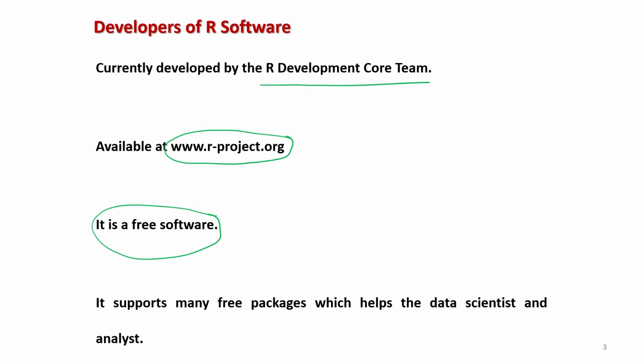And one very important aspect which made this R software very popular is that it supports many free packages which help the data scientists and analysts. So what do you really mean by packages? Packages are the different types of programs which are required to do different types of computation and analysis. We will try to see in the further lectures how we are going to use these packages. For example, if you want to do cluster analysis, then you need a package on cluster analysis. If you want to create a heat map, then you need a package to create a heat map. Or if you want to create different types of graphics, then there is another package, ggplot, which is needed. So this will help you.